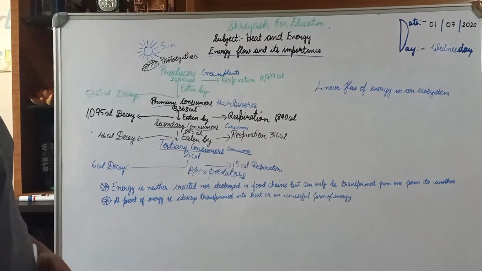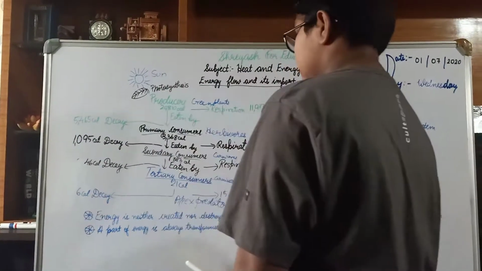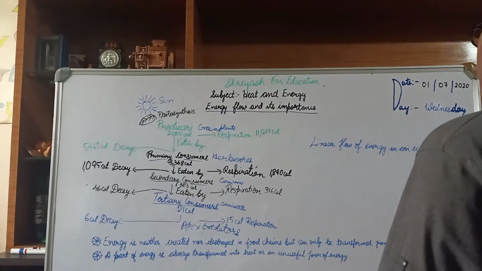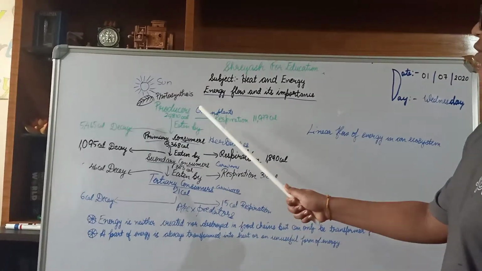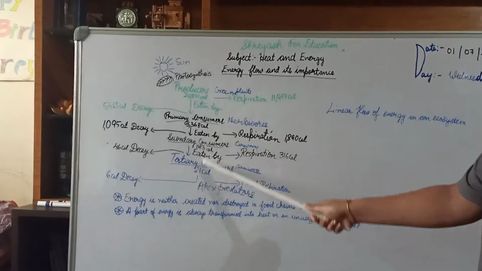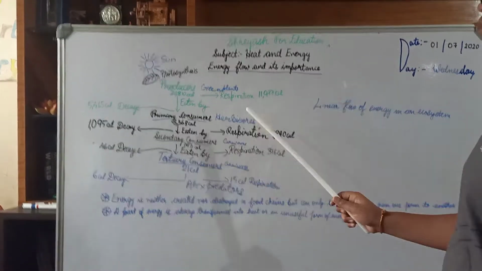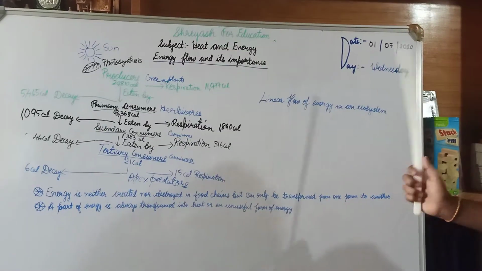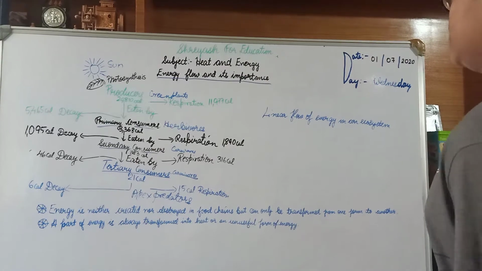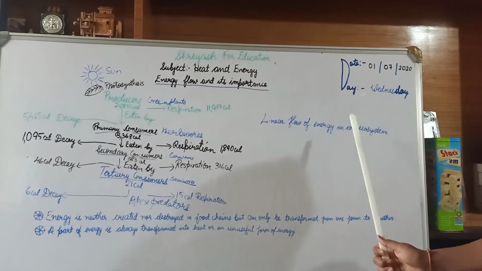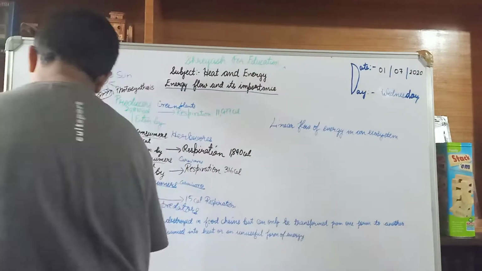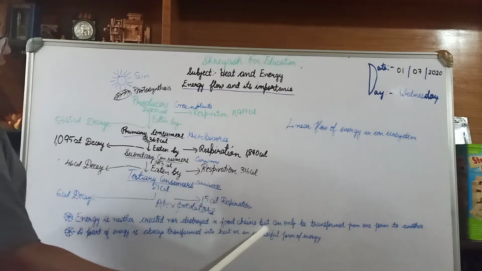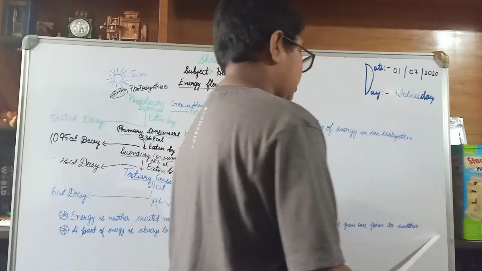Let's see the characteristics of this according to the law of conservation of energy. First, there is always a linear flow of energy in an ecosystem. This energy flow is linear, which means it moves line by line until the end. So the energy flow in an ecosystem is always linear. That's the rule. Next, energy is neither created nor destroyed in food chains, but can only be transformed from one form to another.